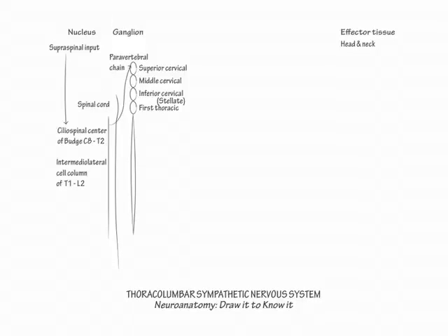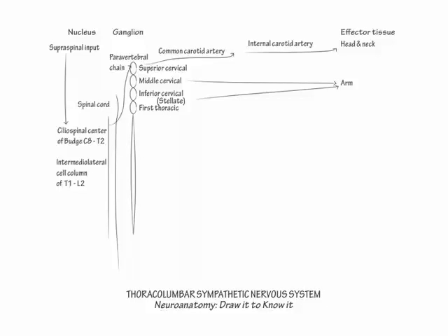Now draw a representative postganglionic sympathetic fiber from the superior cervical ganglion. Show this fiber ascend the common carotid artery and continue up the internal carotid artery into the cranium. A dissection of either the common or internal carotid arteries will cause Horner syndrome. Then indicate the postganglionic fibers from the middle cervical and stellate ganglia terminate in the arm.